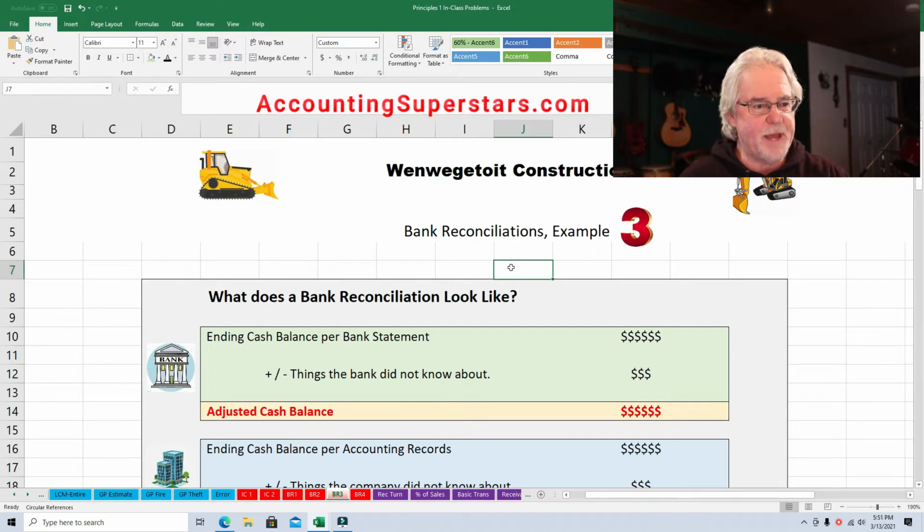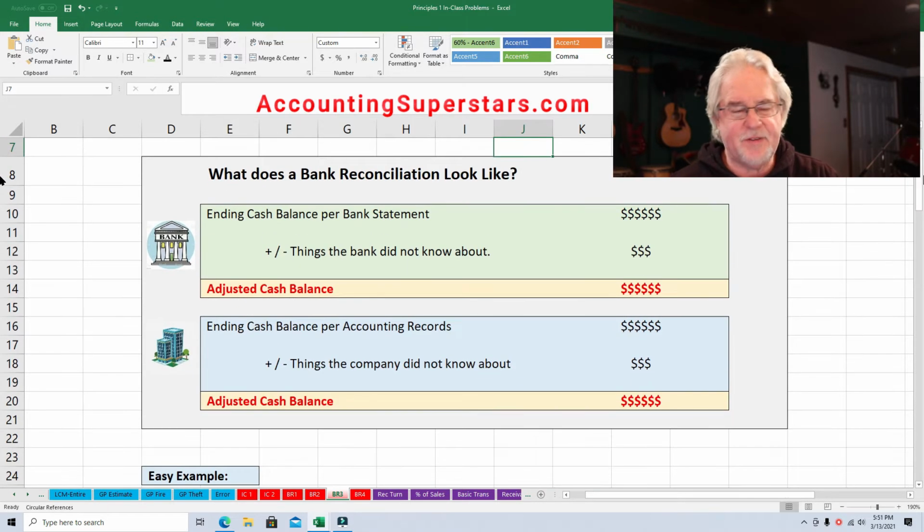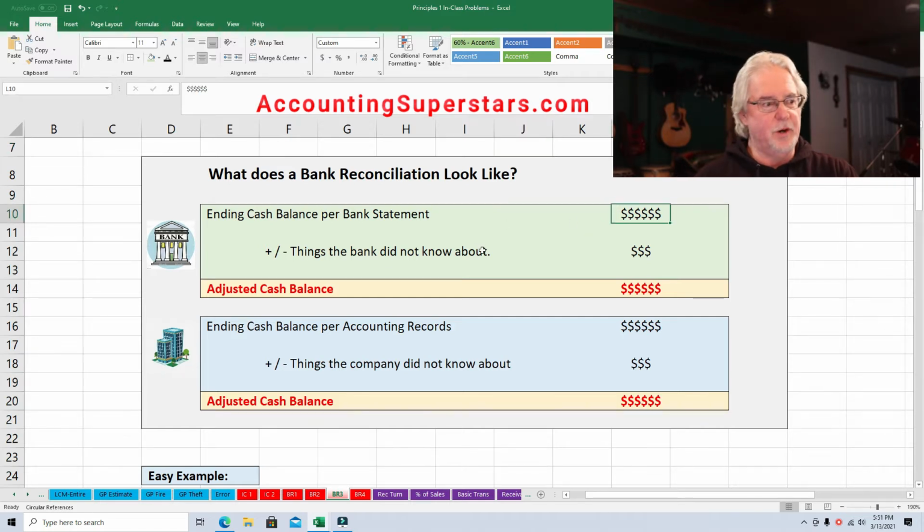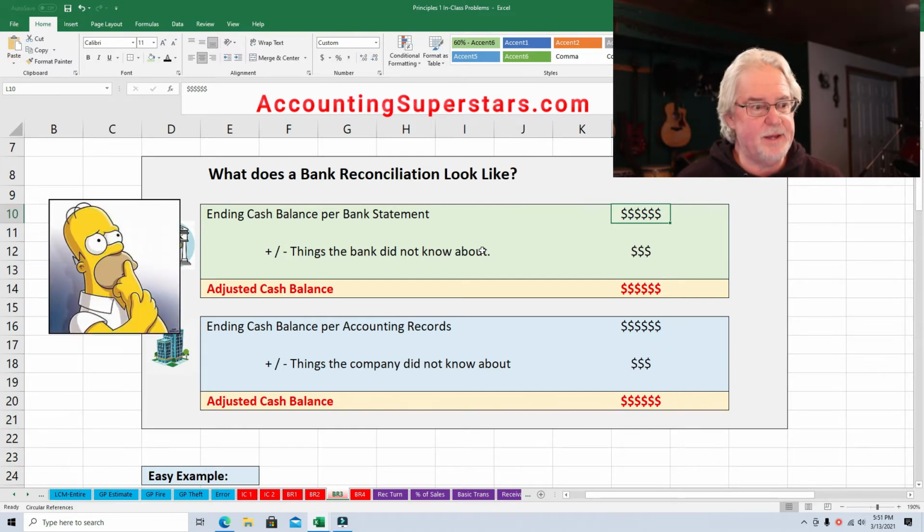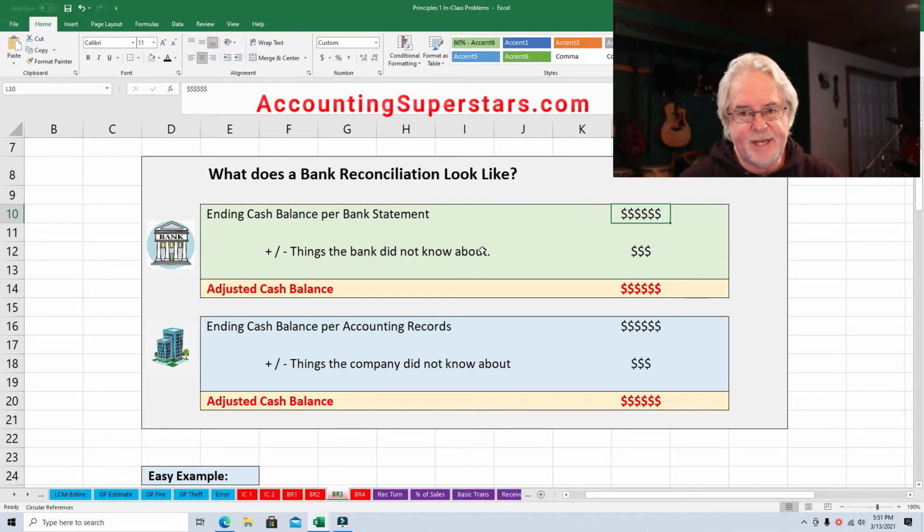Well, what does a bank reconciliation look like? Well, bank reconciliation is divided into two parts. The upper part here is in green, and it's the bank's area. So you start with the ending cash balance per bank, and you write down things that the bank didn't know about. Well, what kind of things would the bank not know about? Well, maybe the bank made a mistake that the bank may not know about. Or what if you wrote out checks at the last minute and the bank hasn't had time to process them? The bank's not aware of them.